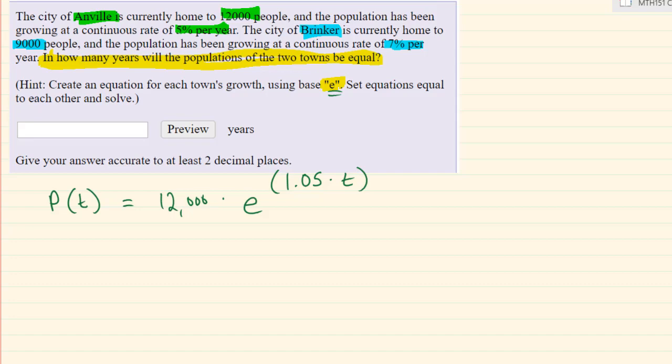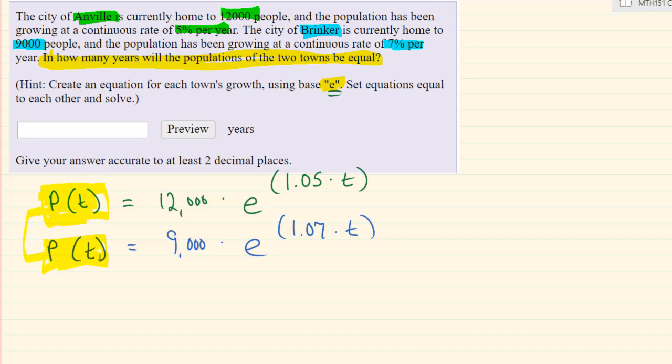We're going to build a similar equation for the town of Brinker. So the population of Brinker, which again we'll do in blue, is their current population, 9,000, times e to the 1.07t power. Again, their initial population is 9,000. We're using base e, and their growth is 7% a year, which is represented by 1.07. And t is, of course, the number of years in the future that we want to know what their population is. When the question says in how many years will the populations be equal, they want to know when will P of t for Annville equal P of t for Brinker.